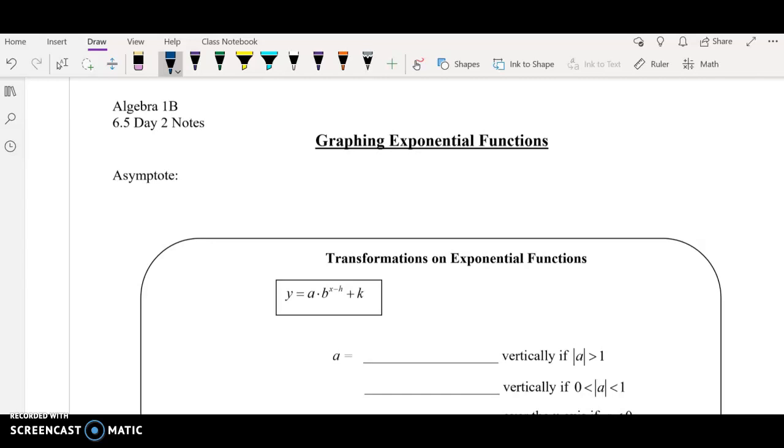Hello. Today we're going to start graphing exponential functions based off of all of the transformations that we talked about yesterday with our Desmos activity. First, though, we want to talk about an asymptote.